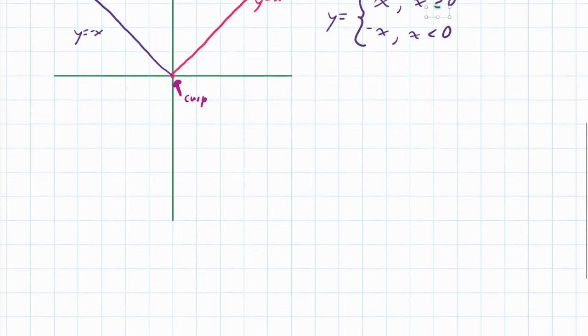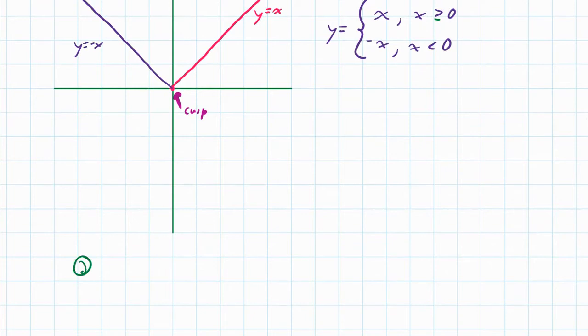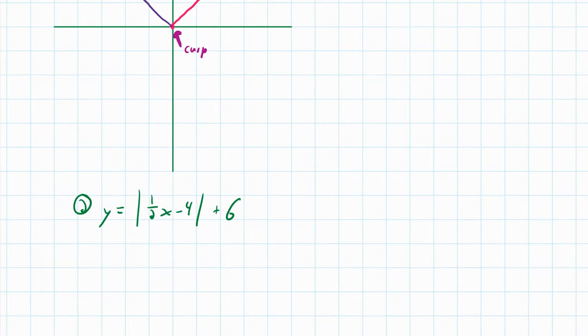Okay, so let's try another example and move into how this is going to end up looking. Starting with y equals the absolute value of 1/2 x minus 4, and then plus 6. So one of the ways that I think makes sense to do this is to try to get this to match a particular form that is going to make this easier.